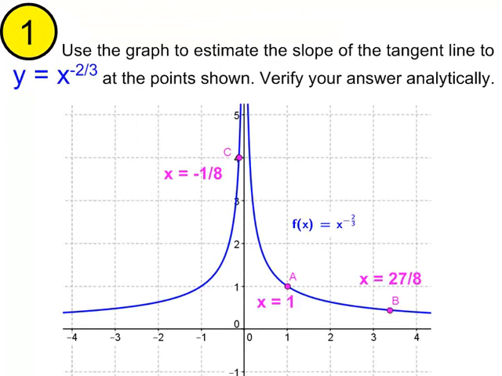We are asked to use this graph to estimate the slope of the tangent line to the curve y equals x to the negative 2/3 at the point shown and to verify our answers analytically. And we're provided the picture here.